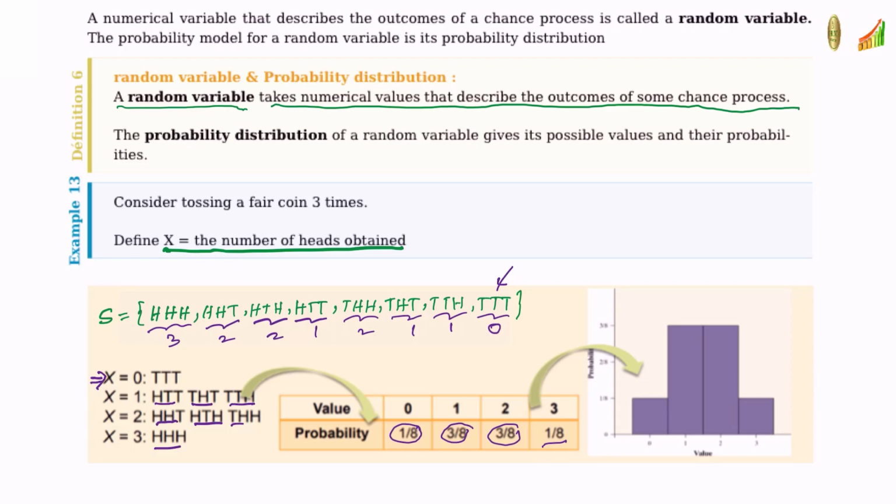So this table represents the probability distribution of X. X is the random variable. Here again understand the probability distribution of a random variable gives its possible values and their probabilities. Here you see possible values are 0, 1, 2, 3 and corresponding probabilities are here. So this is the distribution of X.